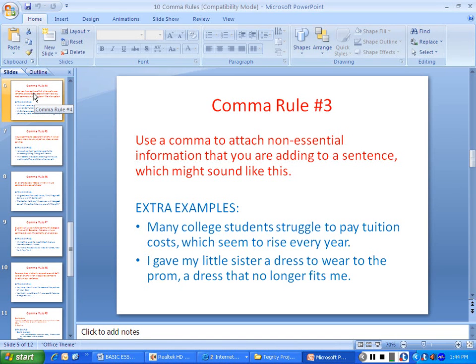Here are some extra examples. Please notice that what's being added to the end of every sentence doesn't really need to be there. It's just there to make the sentence more interesting or to give the reader a little bit more information. Many college students struggle to pay tuition costs, which seem to rise every year. I gave my little sister a dress to wear to the prom, a dress that no longer fits me.